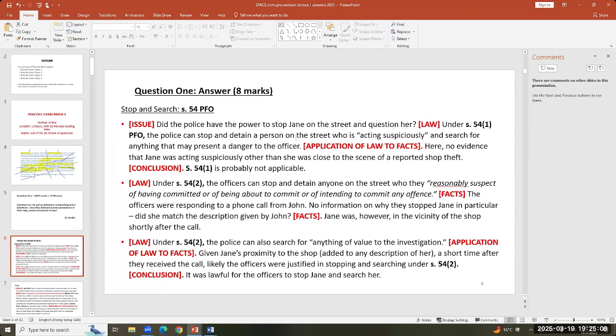But under subsection 2, they can stop anyone who they reasonably suspect of having committed an offense. Now, we're told that John has called the police, but we don't know why they stop her in particular. Is a description given of the person, the shop thief, to the police? Does she match the description? But she is close by the shop 10 minutes after the call. Okay, so under subsection 2, they can search for anything of value. So applying this to the facts, given that she's close to the shop, if she matches a description that John's given, it's a short time after the call, it's likely that they're justified in stopping and searching her under 54.2. So at the end, we need a conclusion. Lawful to stop and search. Okay, so that's the first issue to deal with.